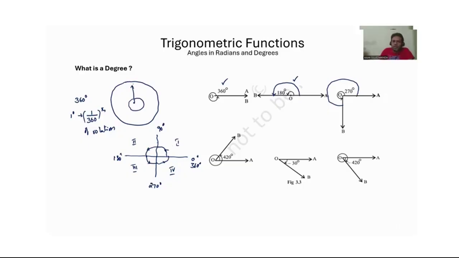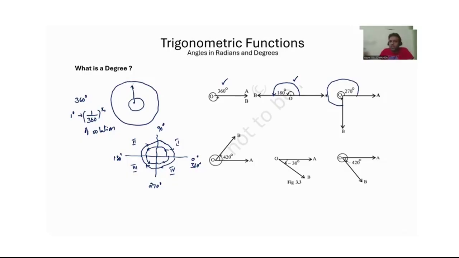If we go in the other direction, for example, we are going from here, right? So 0 to 270, we are going in the opposite direction. So this we can measure as a negative angle. So this is the clockwise. So the clockwise angles are negative and anti-clockwise angles are positive.